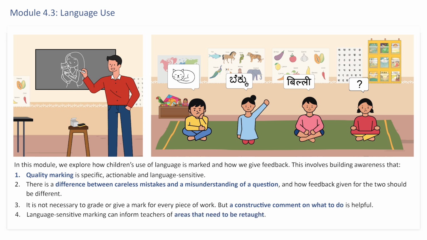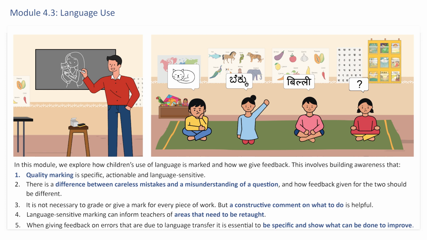Language-sensitive marking can inform teachers of areas that need to be retaught. When giving feedback on errors that are due to language transfer, it is essential to be specific and show what can be done to improve.